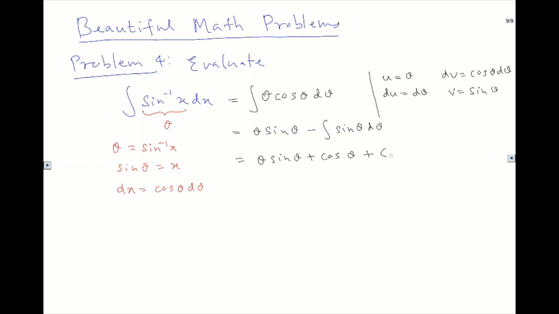Now what we're going to do is substitute back using sine theta. This is theta sine theta. Cosine theta is the square root of 1 minus sine squared theta, plus c. So if you plug in theta, the sine inverse of sine theta, we're going to get x sine inverse x plus the square root of 1 minus x squared, plus c. So this is a different approach rather than the traditional way to do the problem.